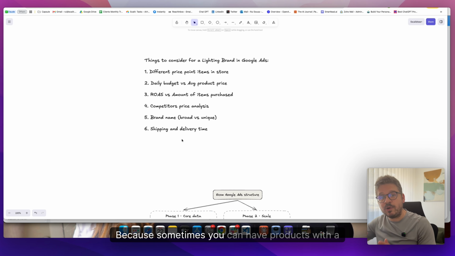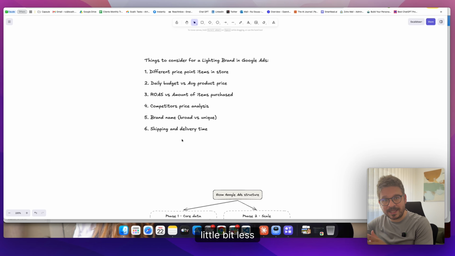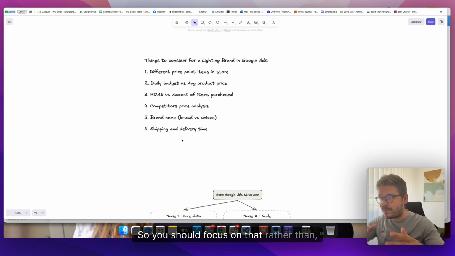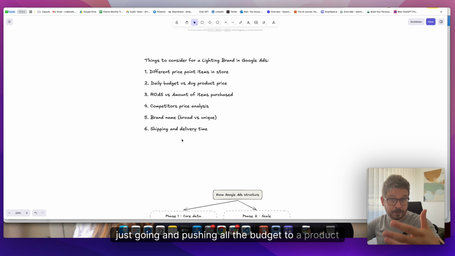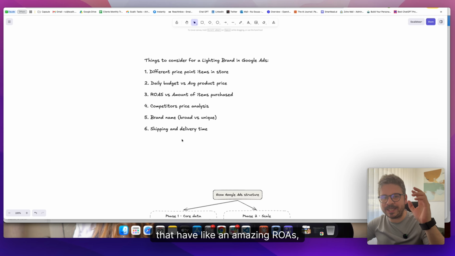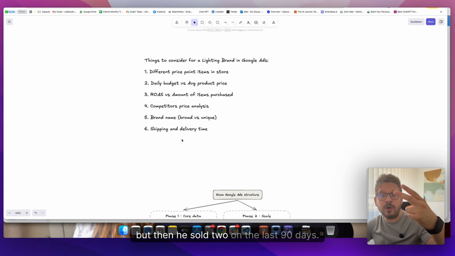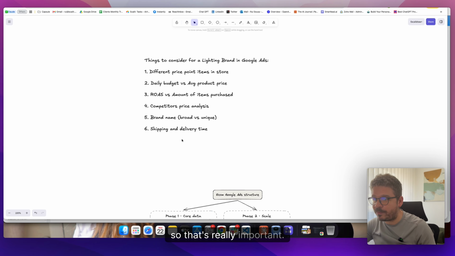Because sometimes you can have products with a little bit less ROAS, but they sell a lot. So you should focus on that rather than just going and pushing all the budget to a product that has an amazing ROAS, like 10 ROAS, but then it sold 2 in the last 90 days. Okay, so that's really important.